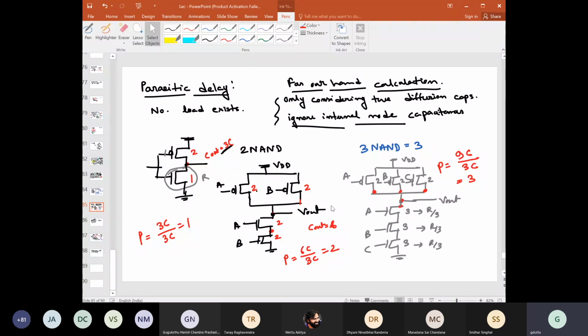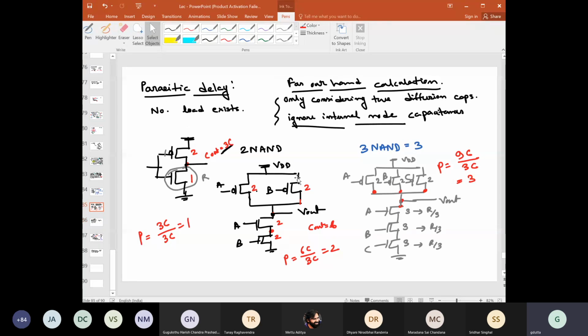Then regarding the estimation of parasitic delay, we estimate it in terms of the delay of an inverter. From that point of view, the parasitic delay of an inverter is 1, whereas for a two input NAND gate it would be 2, and for a three input NAND gate it will be 3. We have also seen how to estimate that. For that, we need to estimate the total capacitance connected with the output node, divided by the capacitance associated with the output node of an inverter. That will give the parasitic delay.